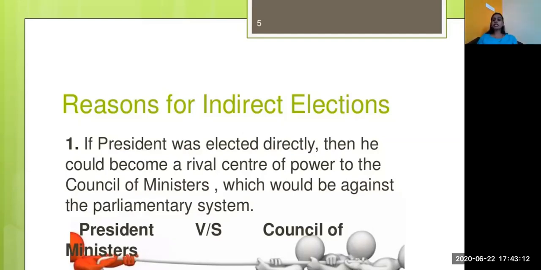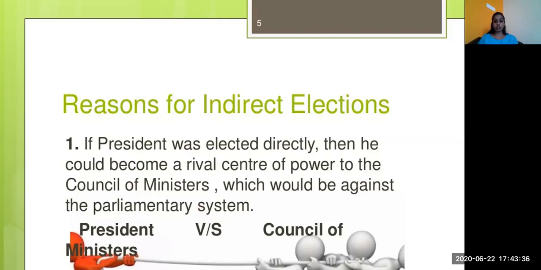Now suppose if the President is elected directly, he can become the rival center of power of the Council of Ministers. The Council of Ministers in the Lok Sabha contains both opposition as well as ruling party. So if he is elected directly, there can be a conflict, there can be surpassing of the vote, and this may create a lot of chaos.